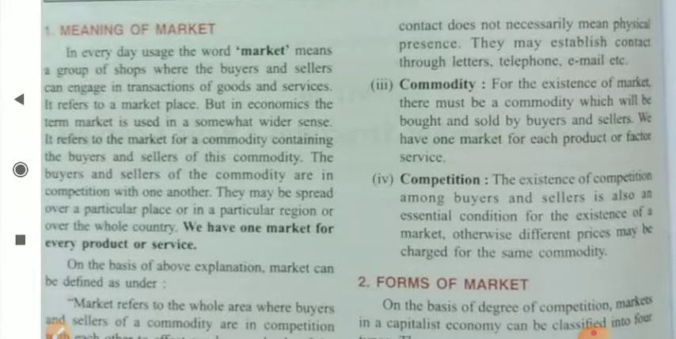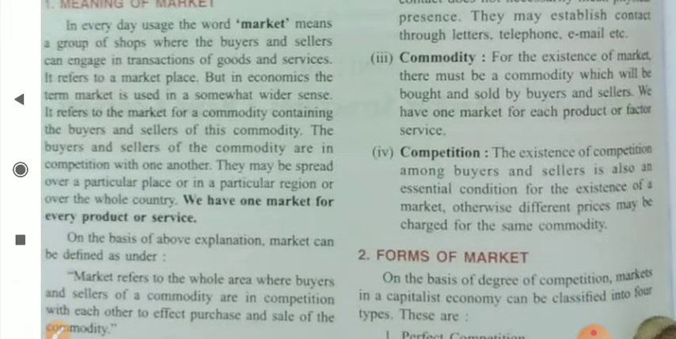The next one is commodity. For the existence of a market, there must be a commodity which will be bought or sold, meaning purchase and sale by the buyers and sellers. So we have one market for each product or factor service.